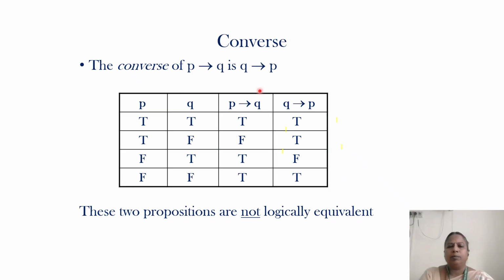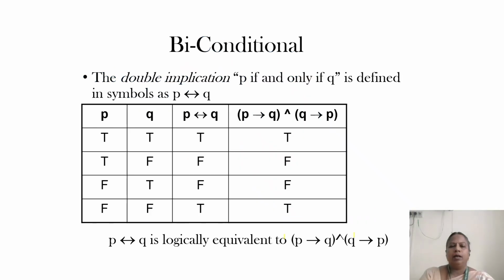Likewise, the converse of P conditional Q is Q conditional P. And this is another logical equivalence: P biconditional Q is equivalent to P conditional Q and Q conditional P. Now we write the truth table for P biconditional Q. You find that P biconditional Q is true when both P and Q have the same truth value: true, true, true; false, false, true. In the two other cases, it is false.